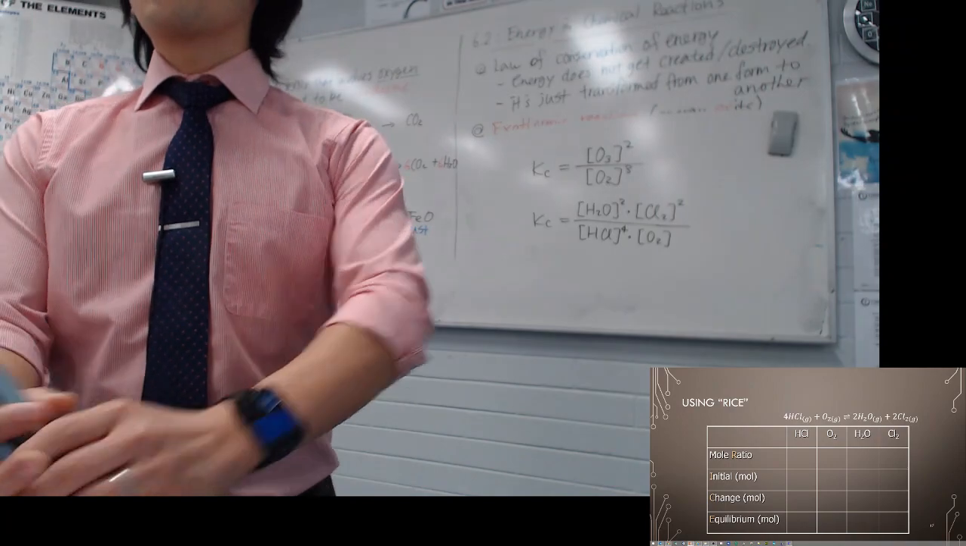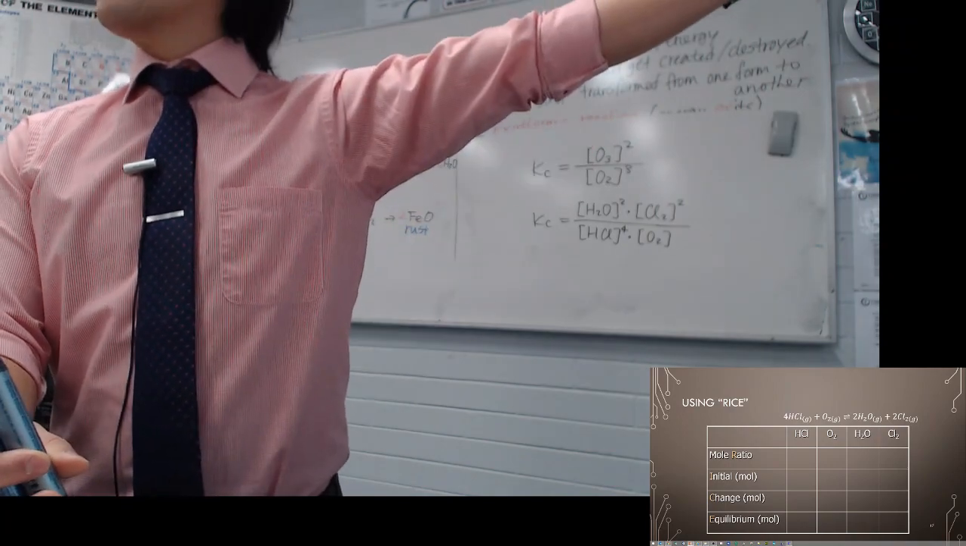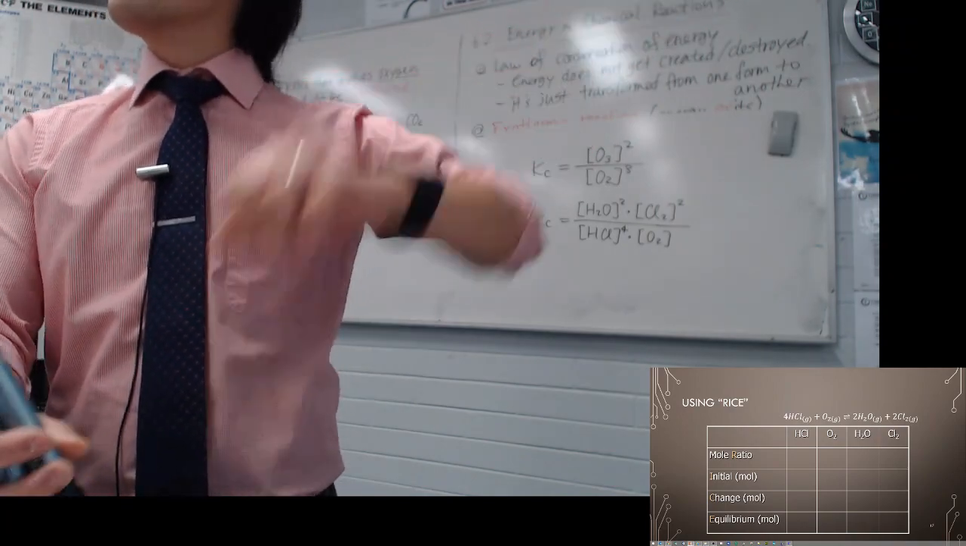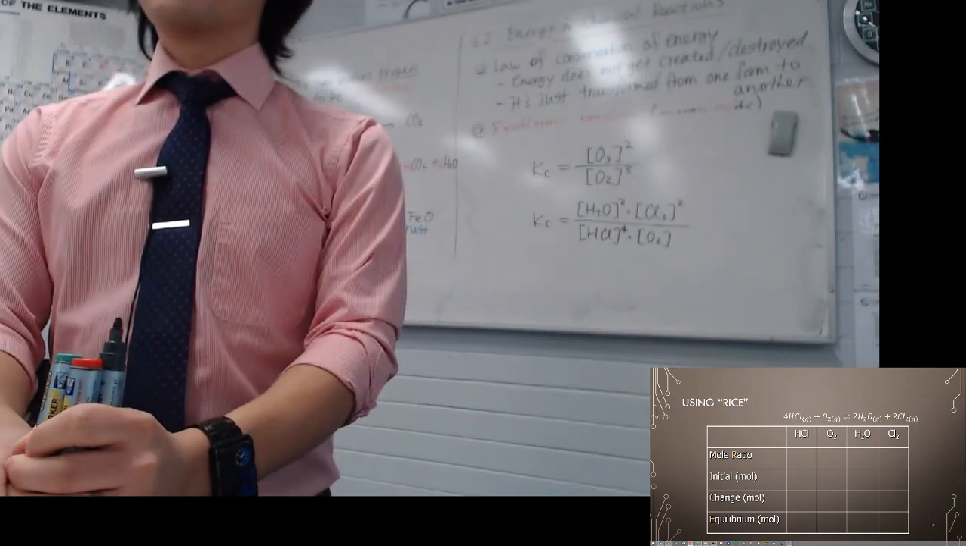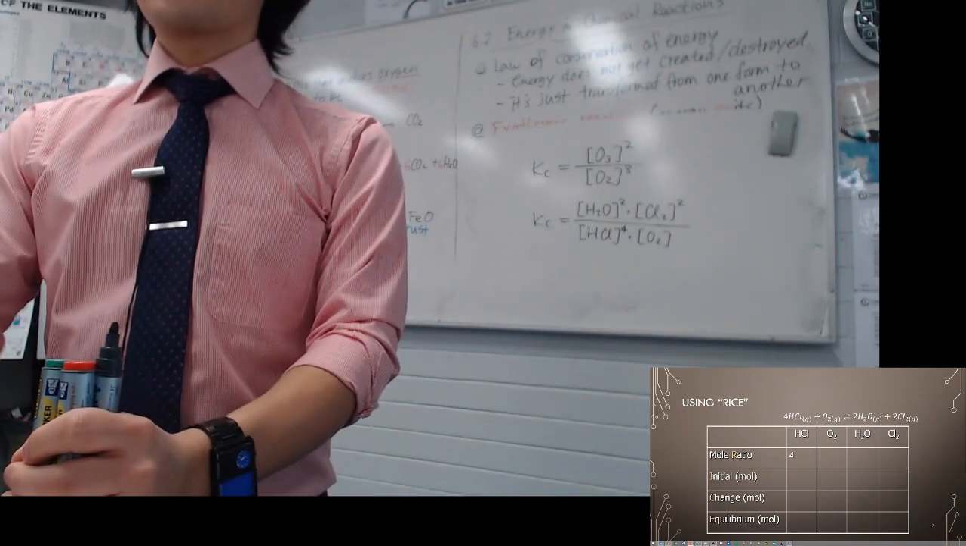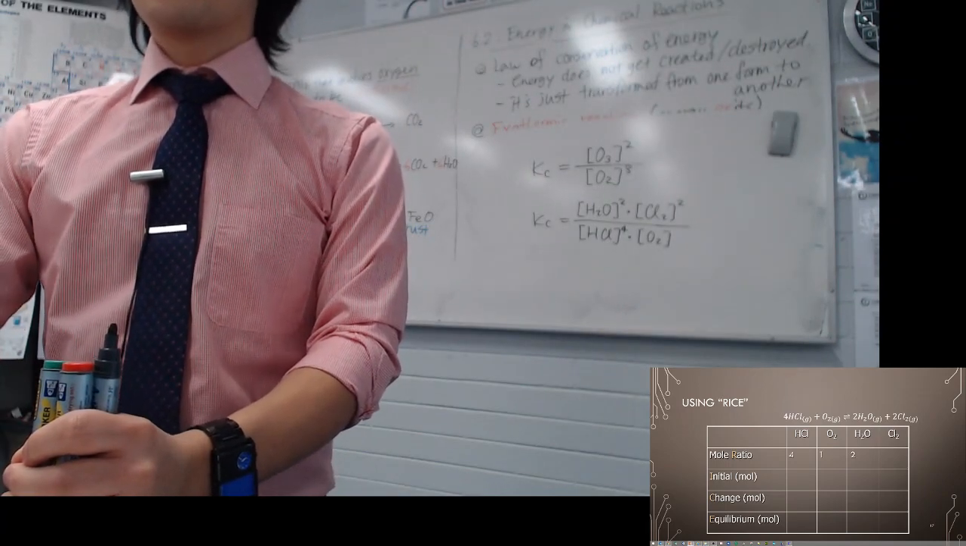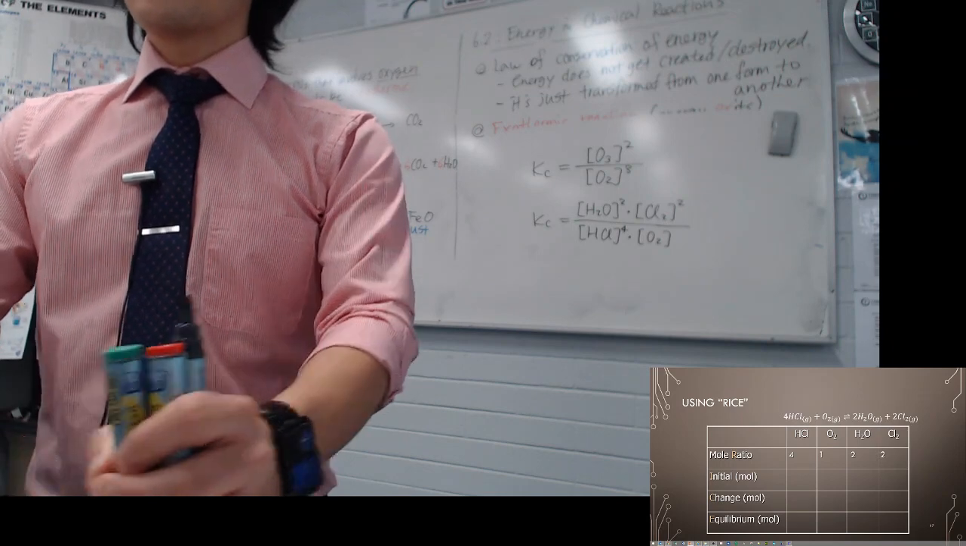Mole ratio. So we are looking at stoichiometry here. What coefficient do you see? 4, 1, 2, 2. That's it. That's all you need. 4, 1, 2, 2. Thank you.